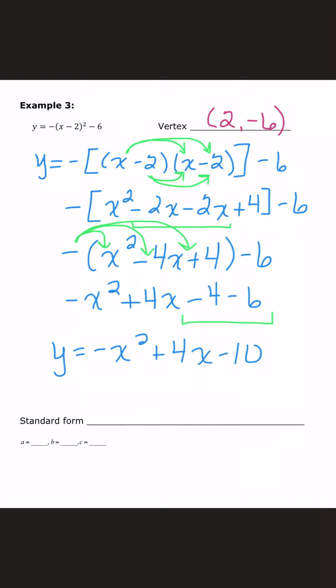And if you recall what we had talked about in the previous lesson, notice that your a values are exactly the same. So my a value that is in standard form is a negative 1, which is the same as the a value in vertex form. So this is a negative 1. Your b value is the coefficient on the x, which is a 4, and your c value is a negative 10.